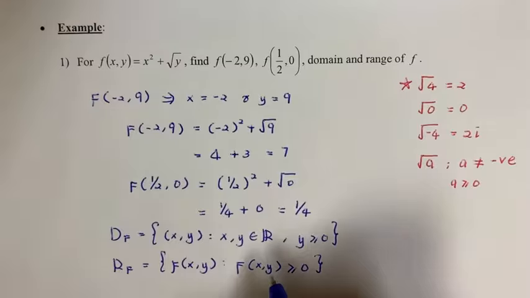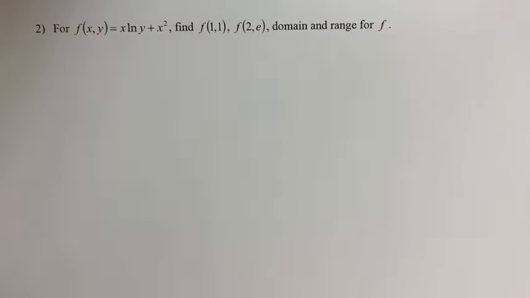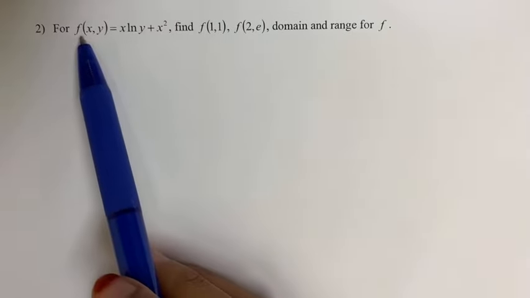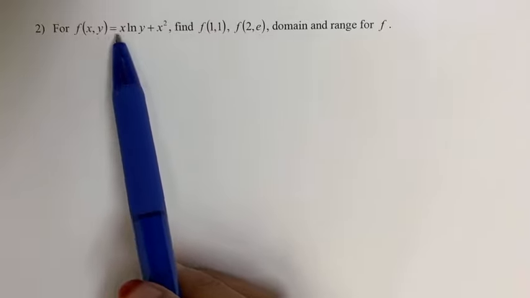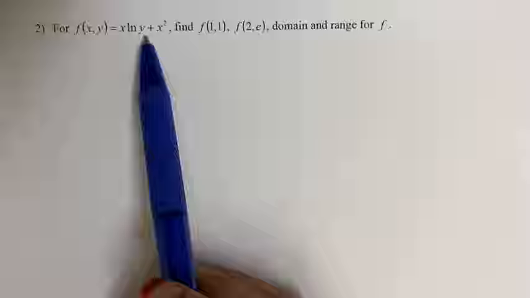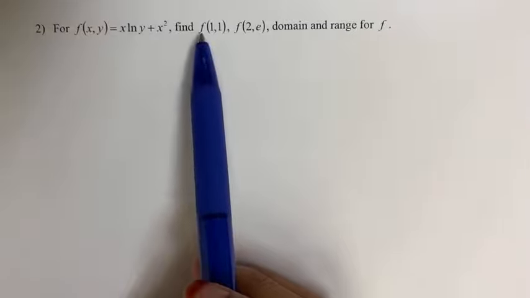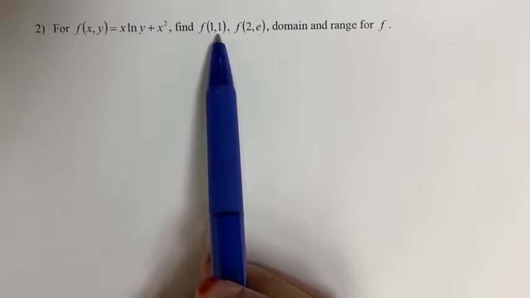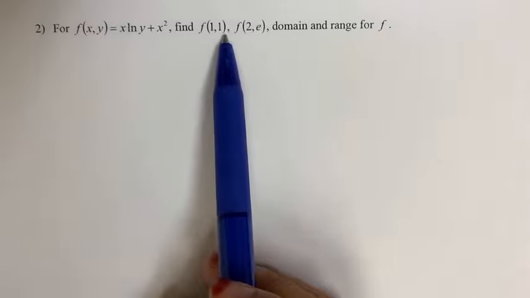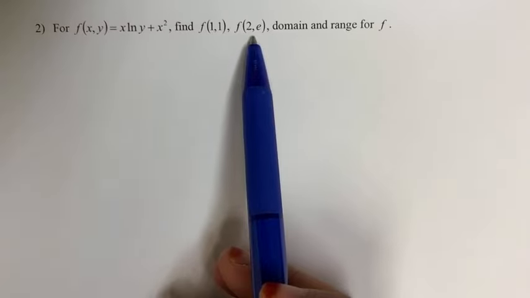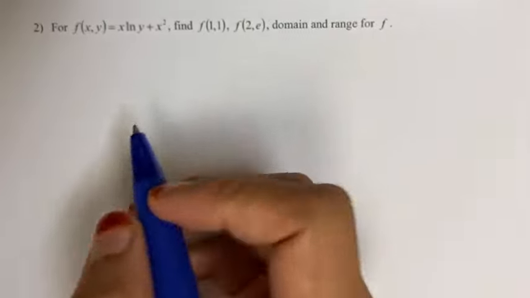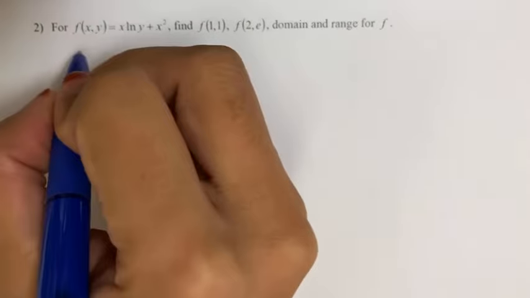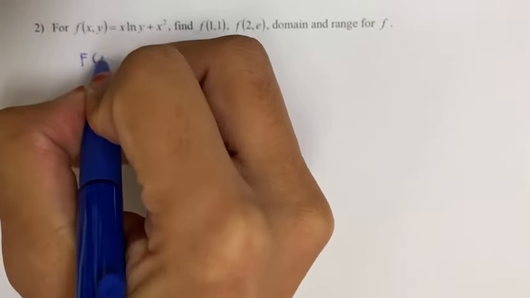Okay, for the second example, you have this function of two variables x and y, f(x, y) equal to x ln y plus x square. Find f(1, 1) when you substitute x equal to 1 and y equal to 1, f(2, e), and then you need to find the domain and the range for f. Okay, for this one, let's start with finding f(1, 1).